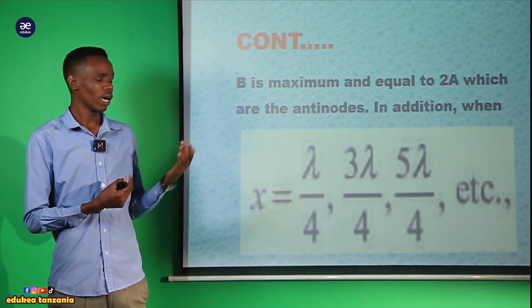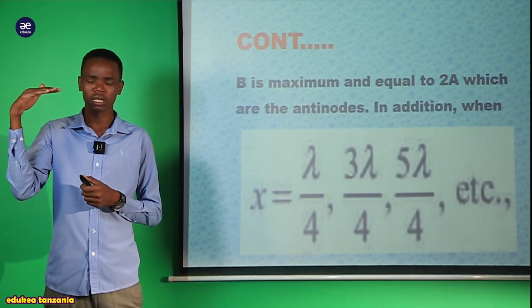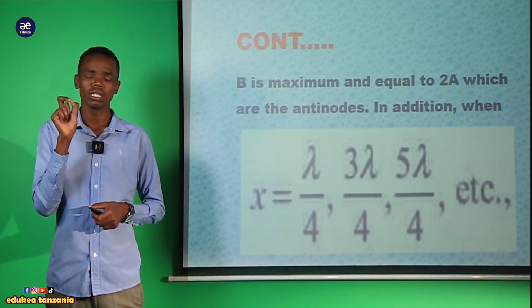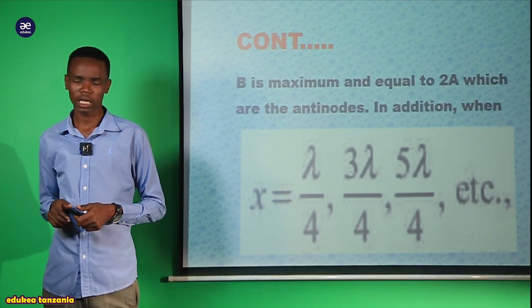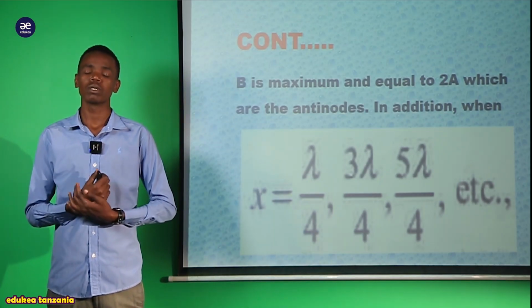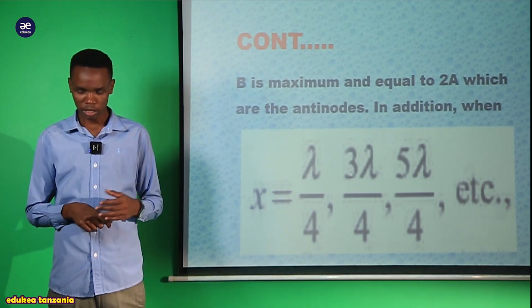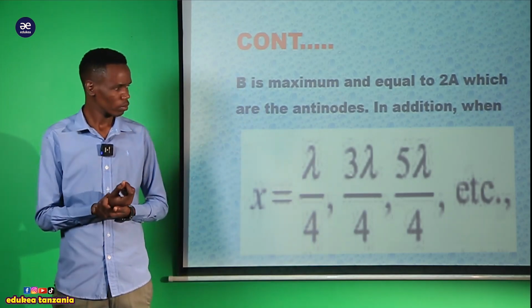Kwa huyu b atakuwa ni maximum na pia atakuwa ni sawasawa na 2a, my dear student, which is at the antinode. Huyu atakuwa yupo kwenye antinode. It means kwamba ata exist kwenye antinode, ambao antinode tunapokuwa tunazungumza antinode, it means this is the maximum displacement. The maximum displacement tunaita ni antinode. Kwa huyu ata happen kwenye antinode ambao maximum displacement yake itakuwa ni sawasawa na 2a. This is what we have been told, my lovely students.